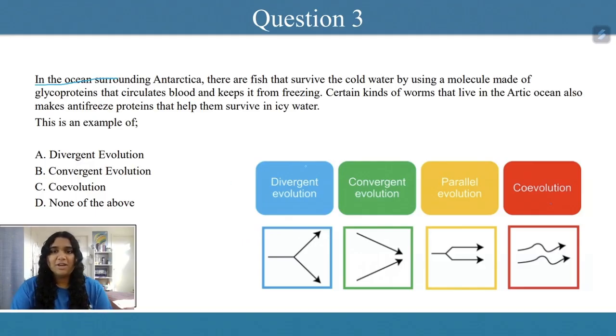In this case, we're dealing with worms and we're dealing with fish. So two completely different classes of organisms that have both evolved to find glycoproteins that keep it from freezing. This is an example of two different organisms forming similar characteristics, or convergent evolution.